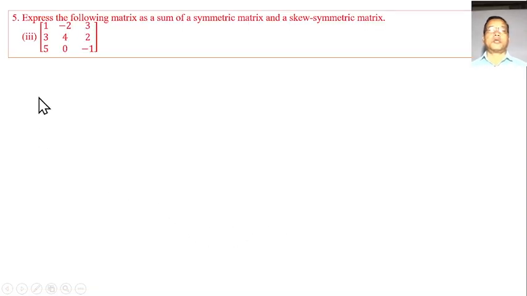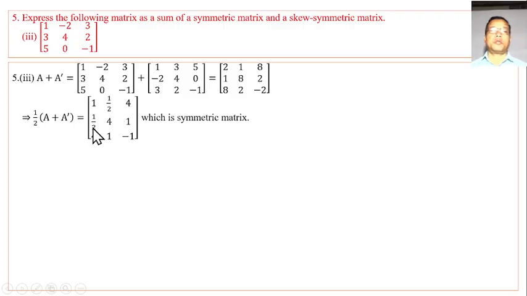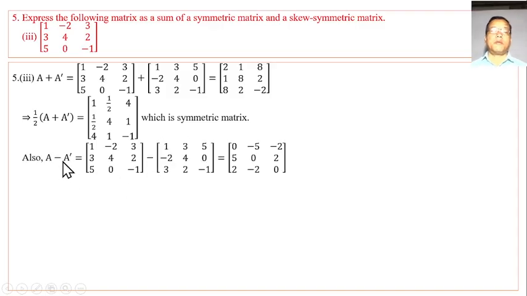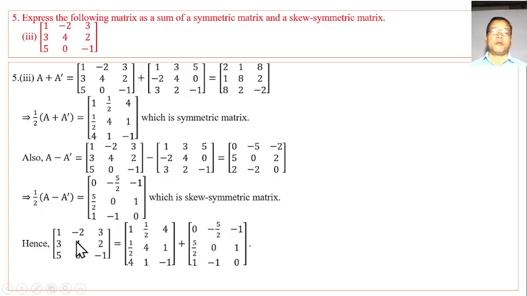The process is: we take A plus A transpose of the given matrix, and half of A plus A transpose is a symmetric matrix. Then A minus A transpose, half of it is a skew symmetric matrix. Therefore, the given matrix is expressed as a sum of a symmetric matrix and a skew symmetric matrix.